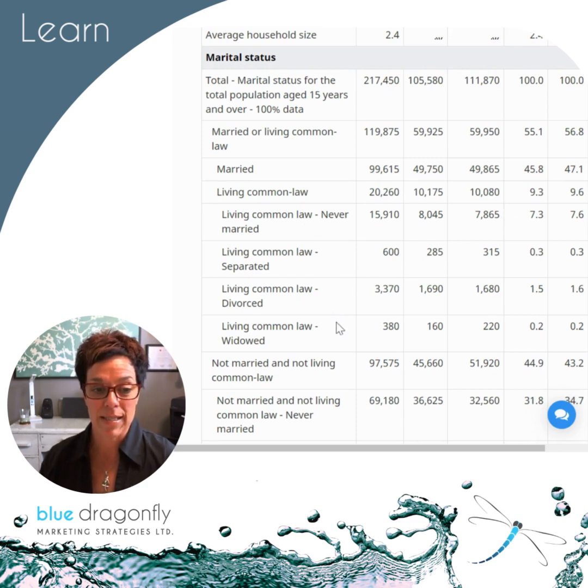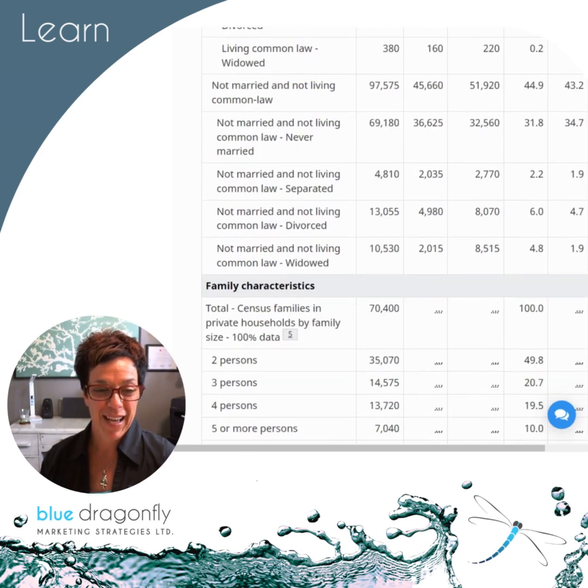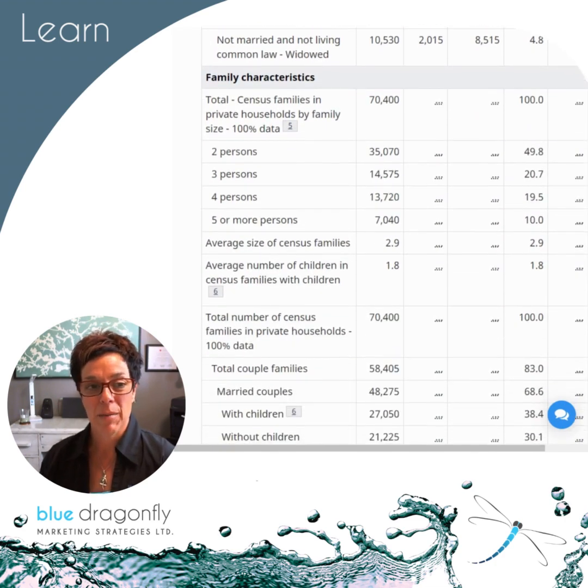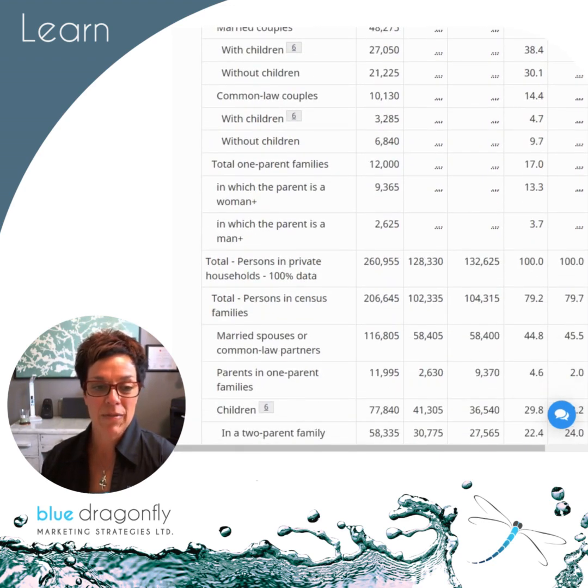And then it also breaks it down here further. So maybe your target audience is actually widowed people who are living common law. Now you can see that there are 380 individuals who are living in that way. Could be valuable information for you. You can look to see family characteristics. So if you're wanting to get a better understanding of people who have four people in the household, or four people that live as a family, well, you can see here there's 13,720. Information as well that could be valuable to you.